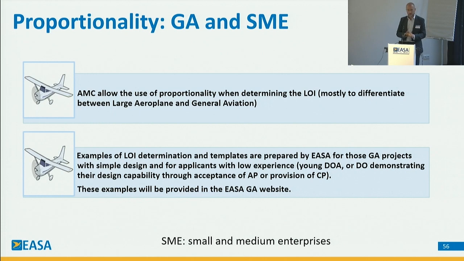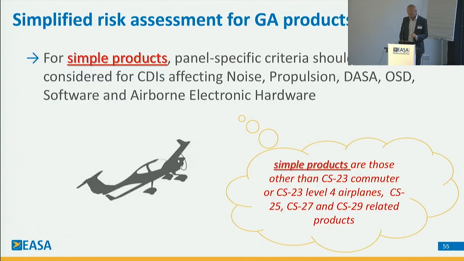Please. So if I go back one slide, yes, to the definition of simple product. Looking at the definitions of simple products there, CS23 level 1, 2, and 3, but if you're making an avionics change, almost all avionics has software or electronic hardware, and then by default they're kicked out of simple. Is that how I'm reading that?